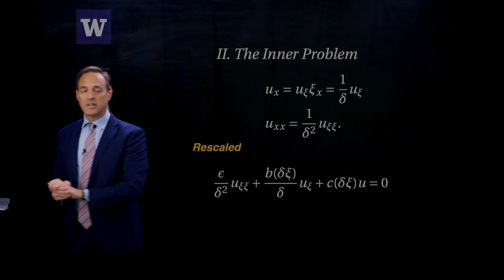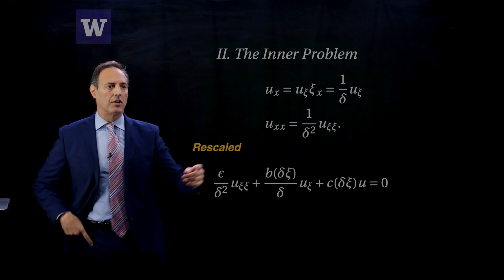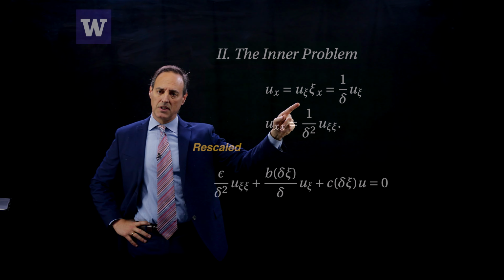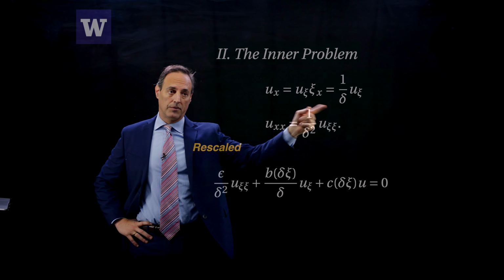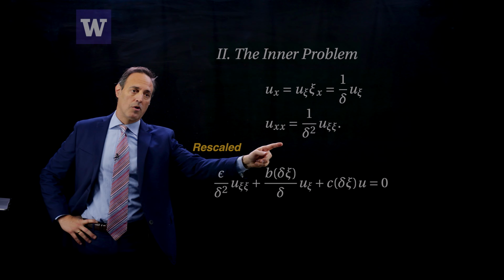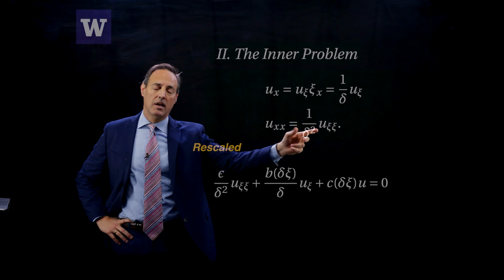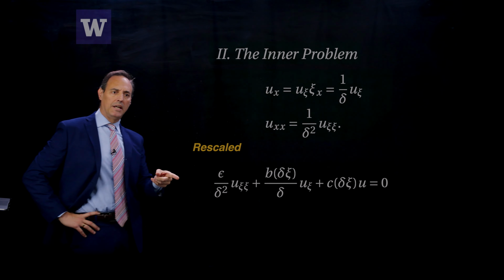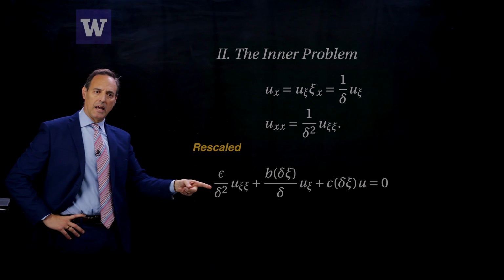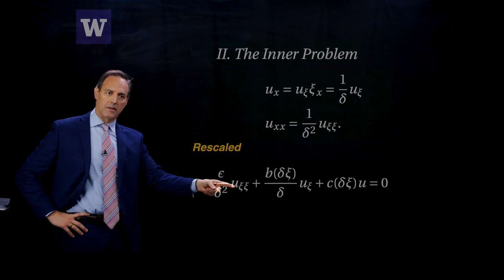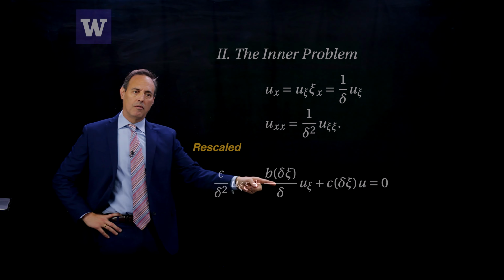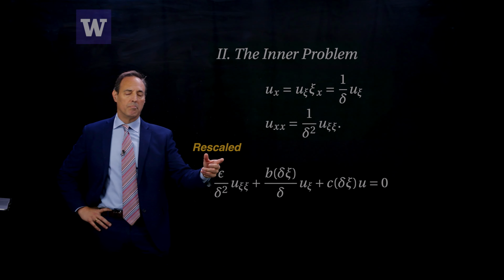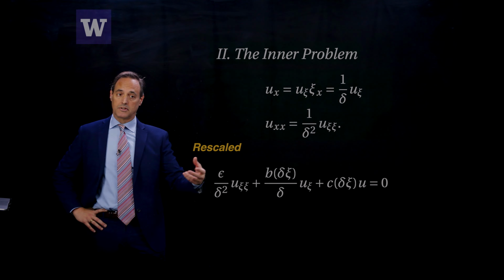So if I plug this in, just plug it into my governing equations, then I have u of x. Here's the chain rule, is u of c of x, which is 1 over delta u of c. And uxx now becomes 1 over delta squared u c. And if I put this into my rescaled equations near this boundary layer, here is what I end up getting. I get epsilon over delta squared, second derivative. I have b over delta, first derivative, and then c times u. And again, b and c are now valued in this inner variable.